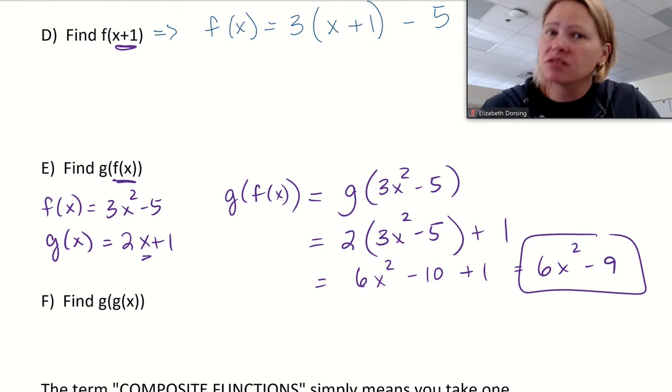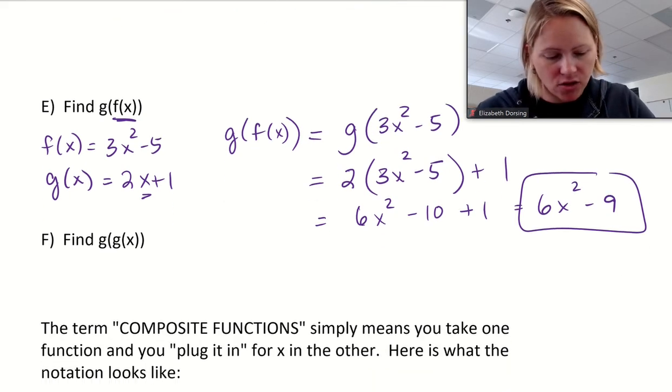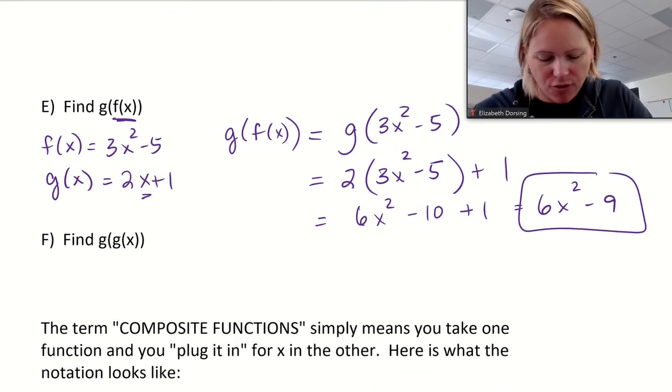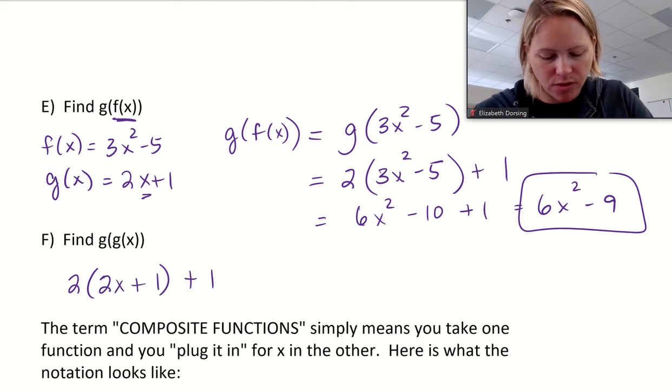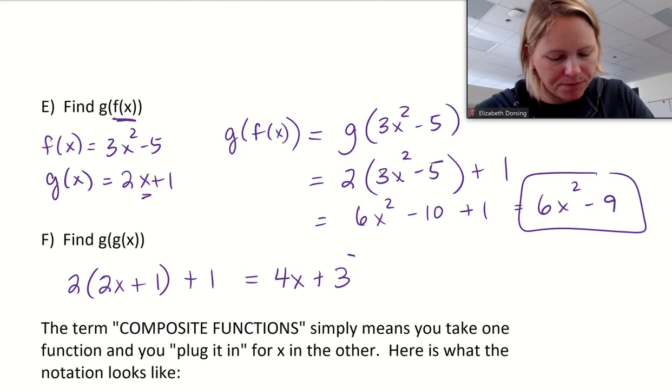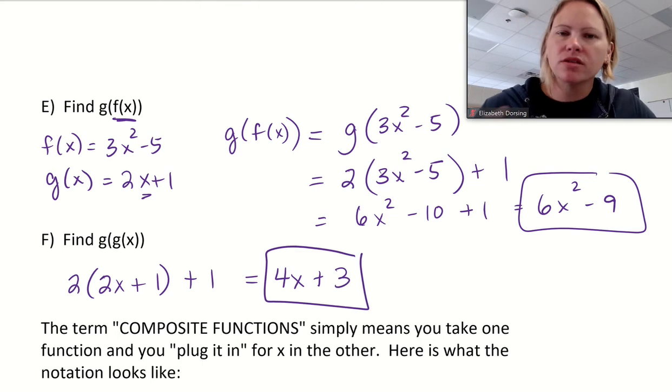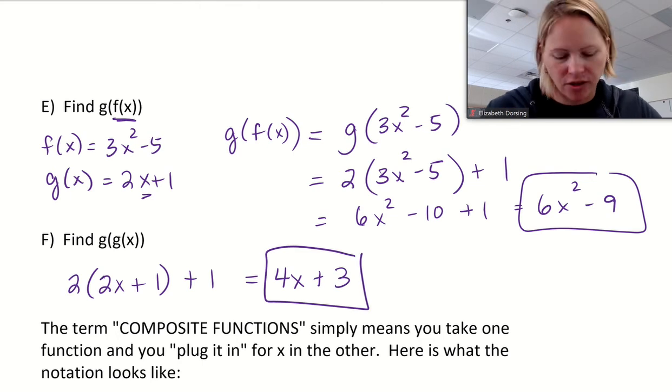Now g of x, much the same way. So if we're going to evaluate this, remember we're going to have that bucket, and into the bucket we're going to put 2x plus 1. So it simplifies to 4x plus 3. So this is how composition of functions works.